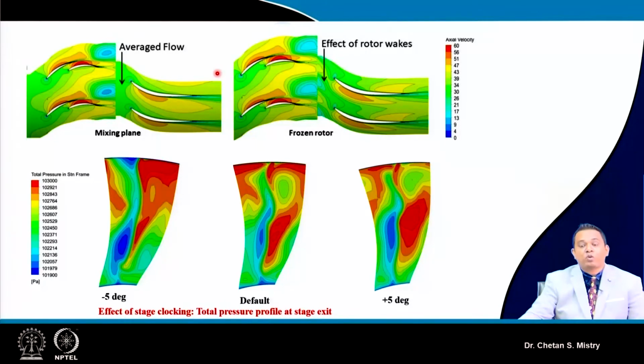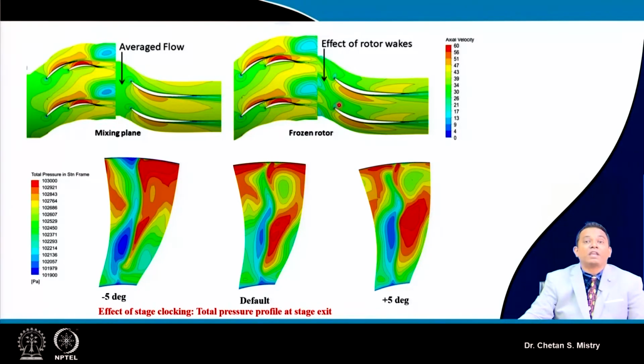Okay, now in order to analyze this kind of configuration, here if you look at the same analysis, it has been done using the frozen rotor approach. Here we can clearly see that the wake that comes out is not averaged out, but is transferred to the downstream stator.